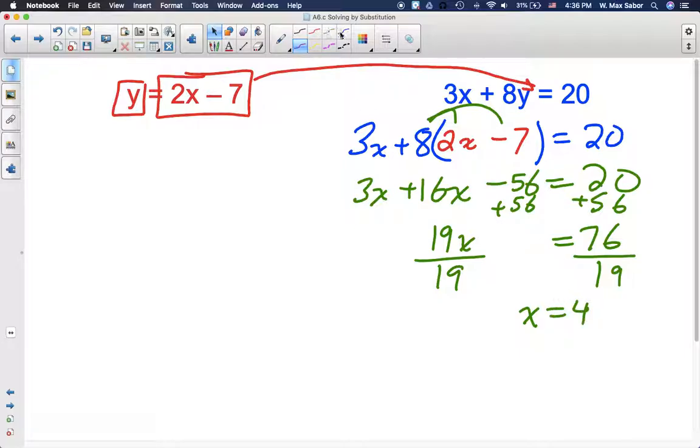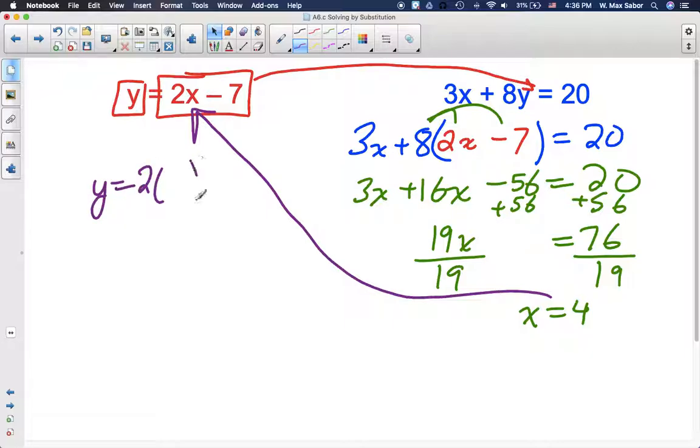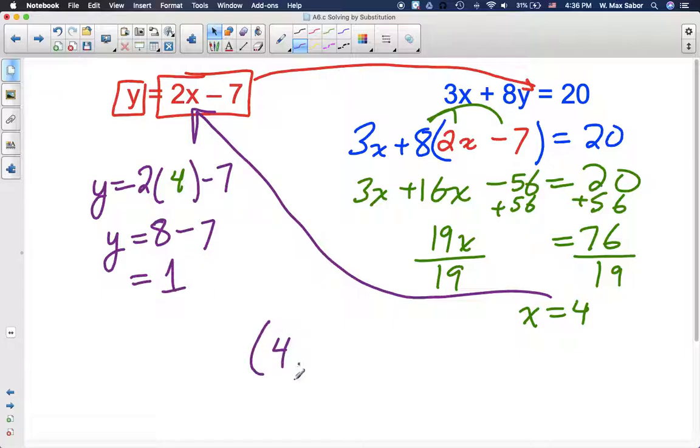Now we're moving on to step 5. Plug in x back into a two variable equation. Y equals 2 times, we just found 4, minus 7. So y equals 8 minus 7, which is 1. So x was 4, y was 1. That's our solution. So this makes both equations true. 3 times 4 is 12, plus 8 times 1 is 8, 12 plus 8 is 20.